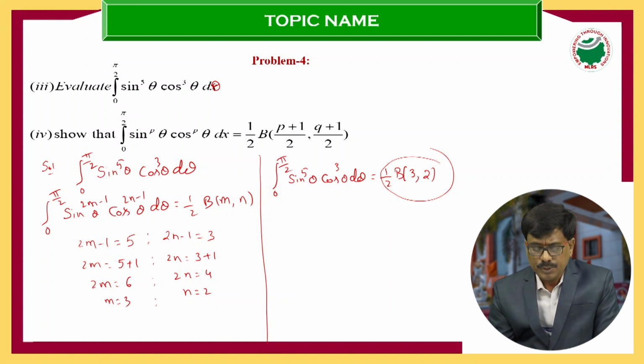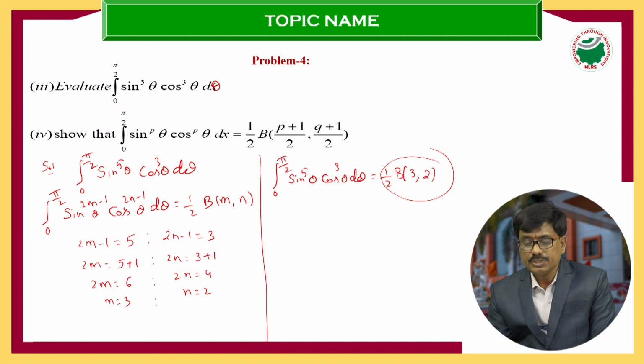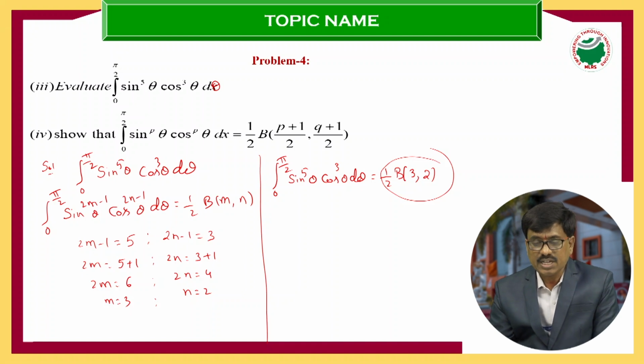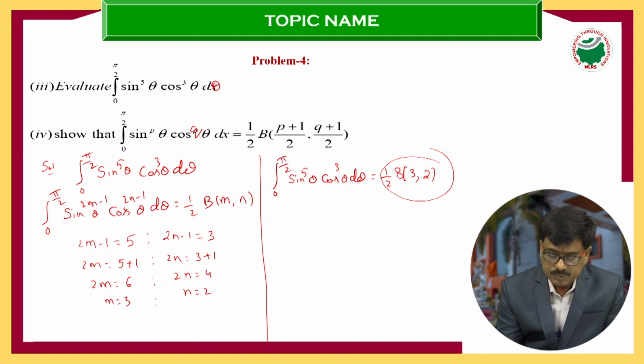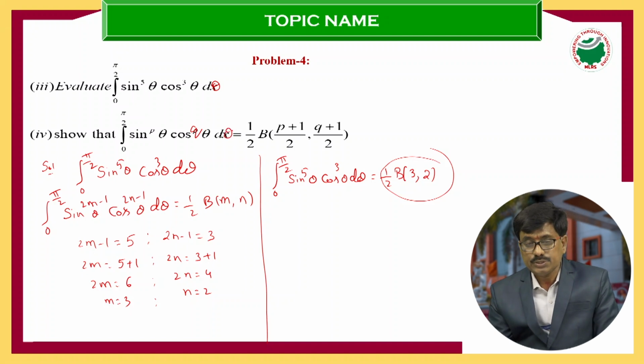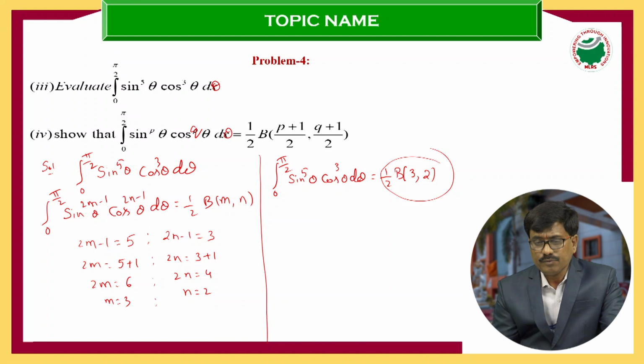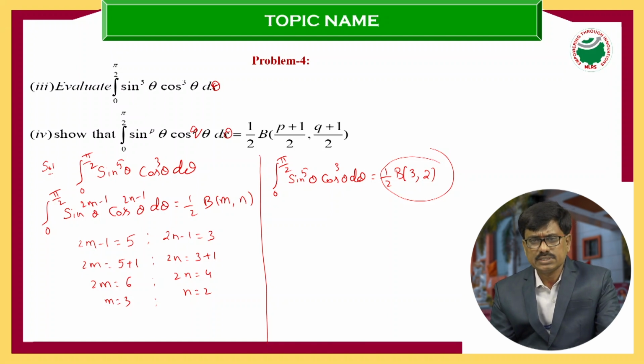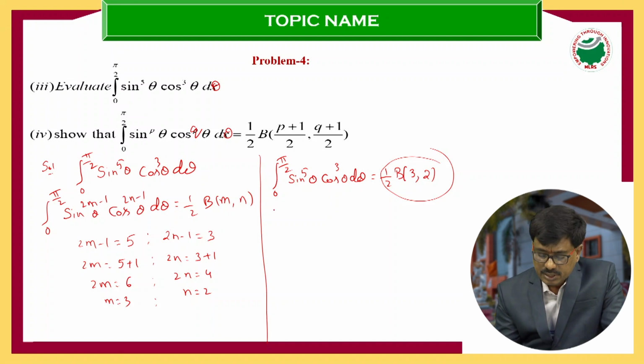I am going to prove 1 by 2 into beta, the second property. Show that the integral 0 to pi by 2 sine power p theta cos power q theta d theta can be expressed as 1 by 2 into beta of p plus 1 by 2 comma q plus 1 by 2. This is the second property. If you want to prove this result, we will use the trigonometric property of the beta function. What is the beta function trigonometric property?